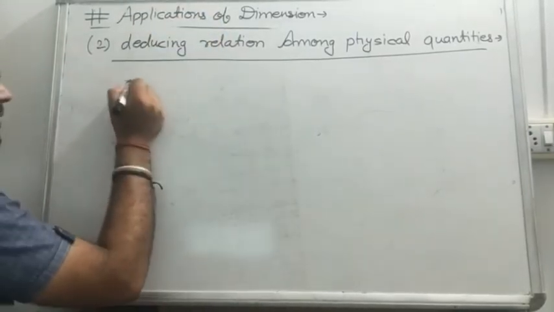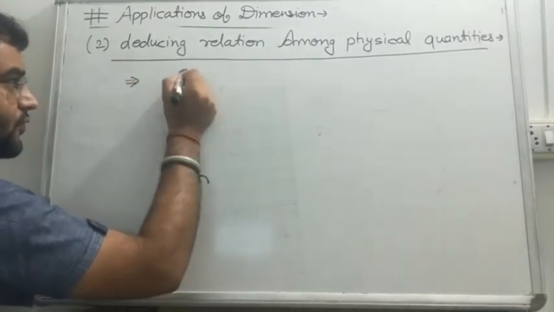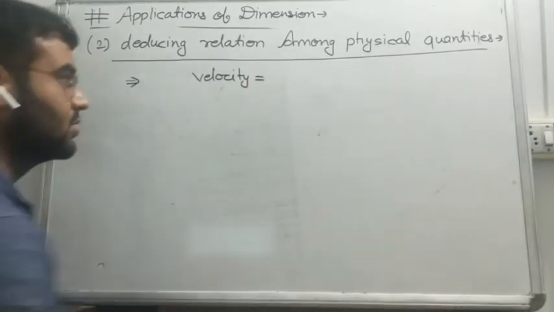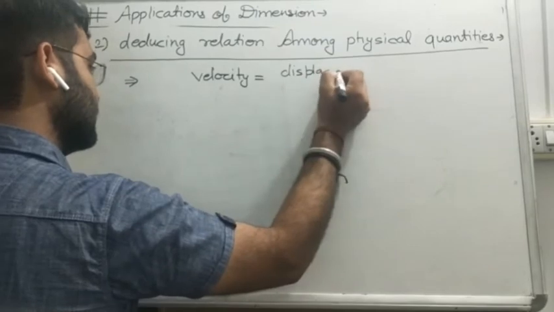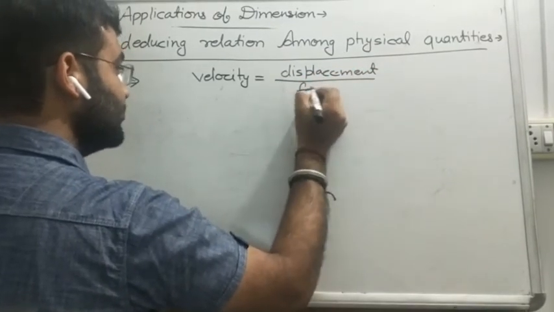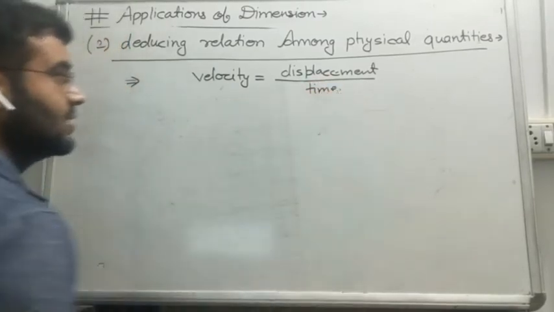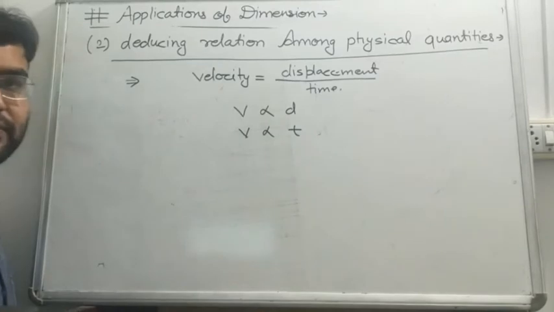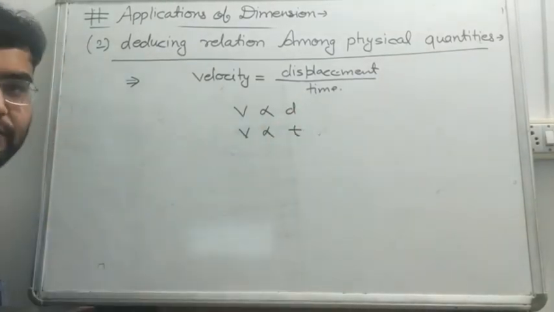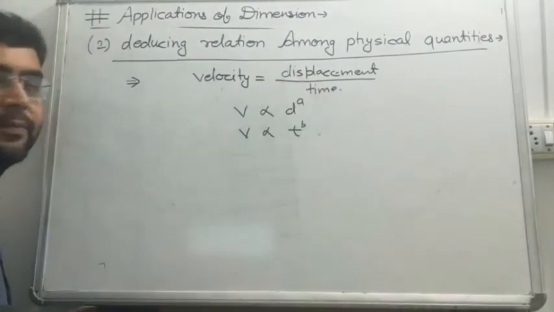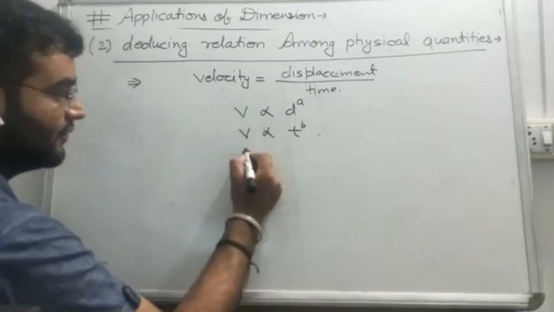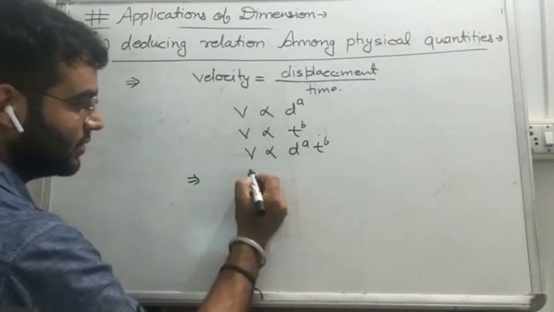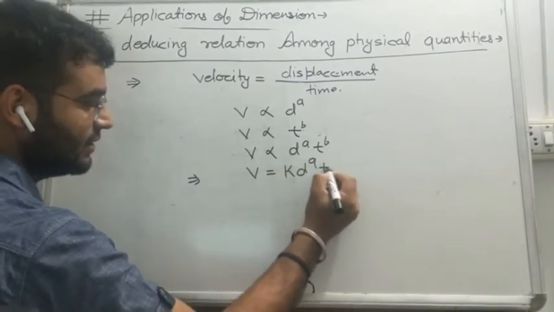How? See, velocity v. First of all, I am writing here that velocity equals displacement over time. I know the formula, but I want to deduce the formula from this. I am writing that velocity depends on distance and velocity depends on time, but I don't know the power of displacement or the power of time. So here I am writing a and here I am writing b. That's why I can write v depends on d power a and t power b.